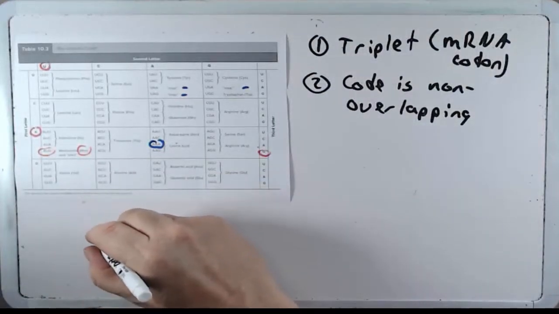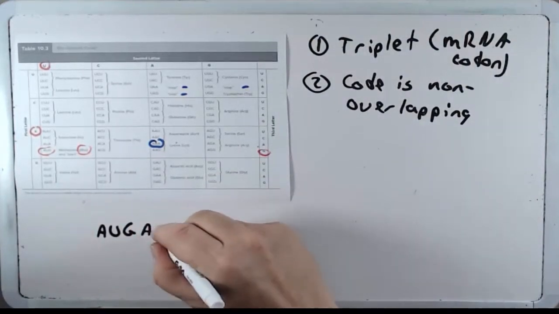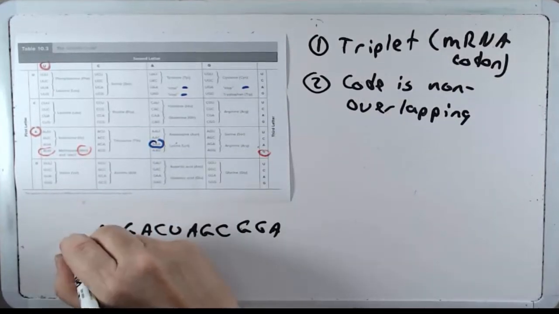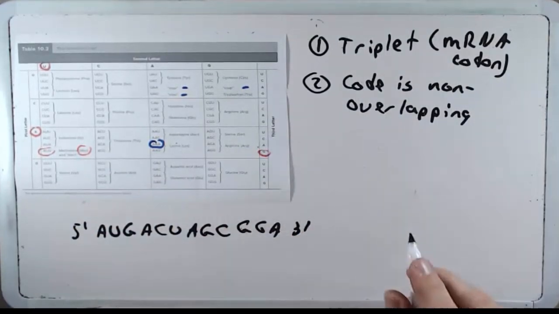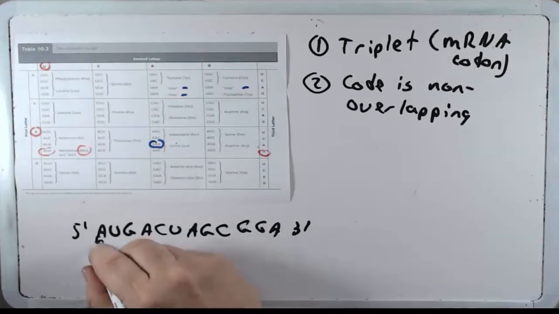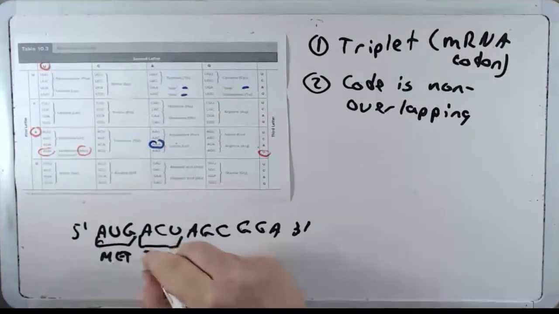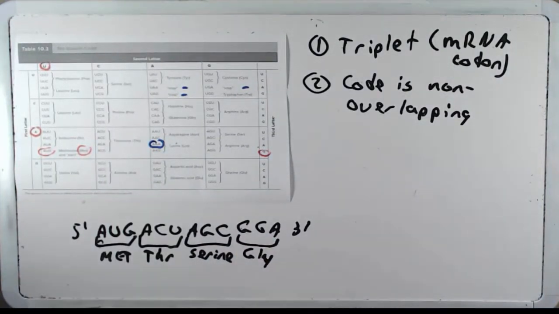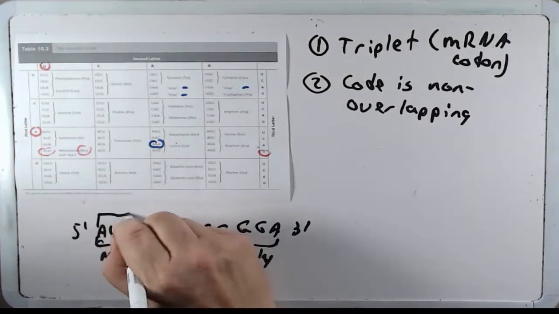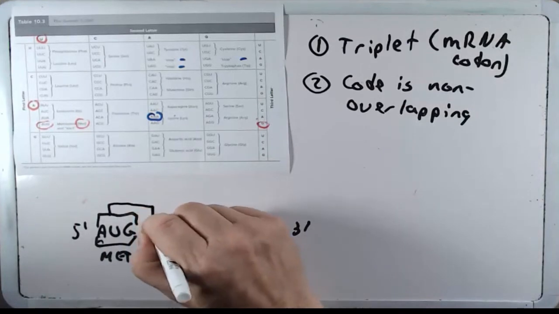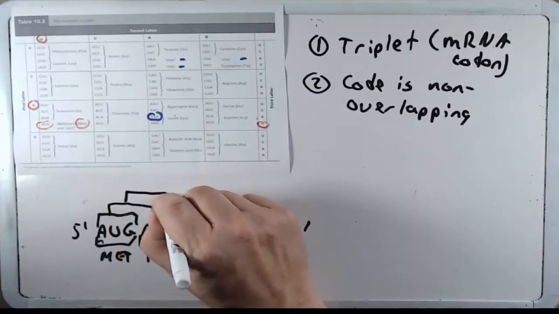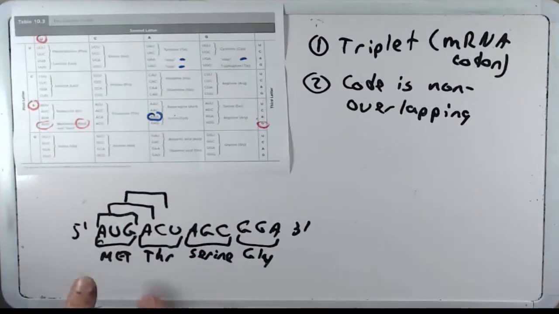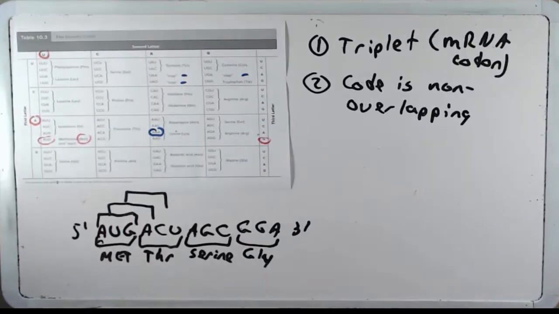So what we mean by that is that if you have your start codon here, I'm just going to make up some codons here. So if this was our messenger RNA, when I say it's non-overlapping, what I mean is that this makes methionine, this makes threonine, this makes serine, and this makes glycine. Non-overlapping means that it only reads 3 codons at a time. We don't read it this way, AUG, and then UGA, and then GAC, and so forth. We read it 3 base codons at a time, 3, 3, 3, 3. So we don't do this.